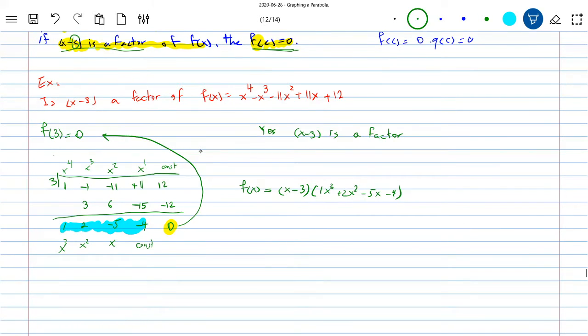These two are exactly equal to each other. If you distribute x minus 3 into the other polynomial, you should get exactly f of x. So this factor theorem is useful to reduce the degree of the polynomial. Now, instead of having x to the power 4, you have a linear term and another polynomial which is a third degree polynomial.